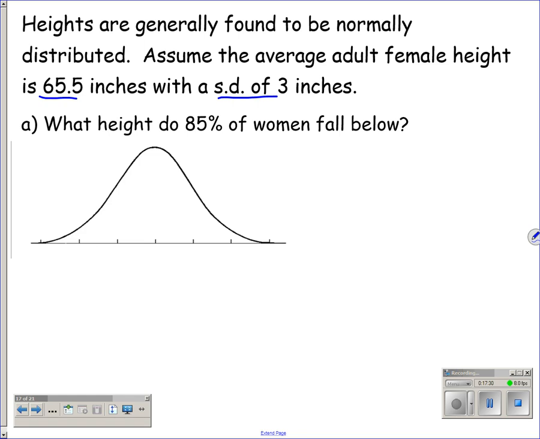My question is, what height do 85% of women fall below? Let's think about where that might be on my curve. I'll start right here. That's my mean. What percentage of the population falls below the mean? 50, right? So this right here is 50%. If I wanted a value that's 85% below, is it going to be to the left of the mean or the right of the mean? The right of the mean. This is 50. I need a little bit more to make it 85%.